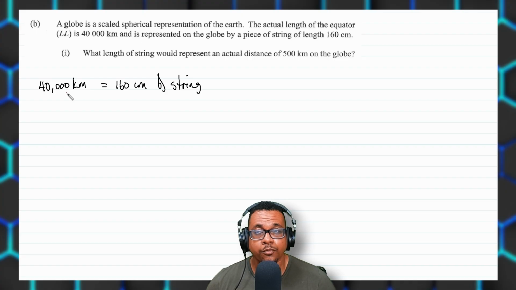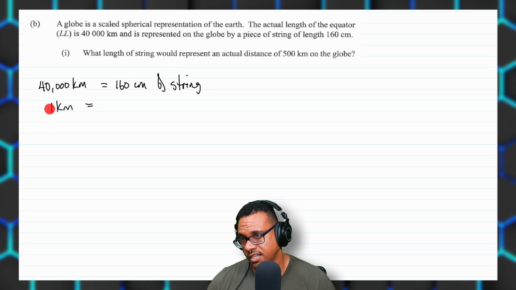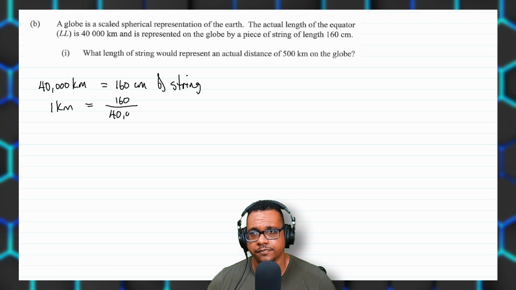So same principle applies. Whatever you do to one side of the equal sign, you must do the same thing to the other side of the equal sign. So if I want to get 1 kilometer here, I have to divide this left-hand side by 40,000, which means I have to divide the right-hand side by 40,000 as well. So okay, let's do it fast. All right, I'll have 1 kilometer here is equal to, because I divide this by 40,000 to get 1, which means I divide in here by 40,000 as well. So 160 divided by 40,000, all right, cm. And now if I want to get 500 kilometers, I have to multiply this 1 by 500.